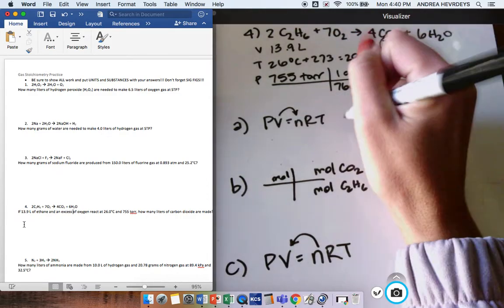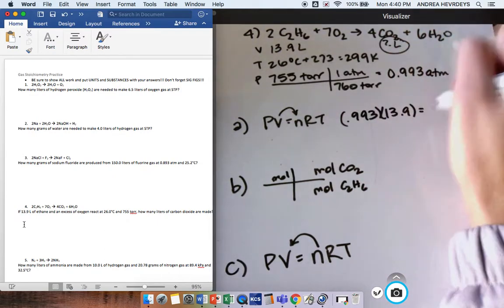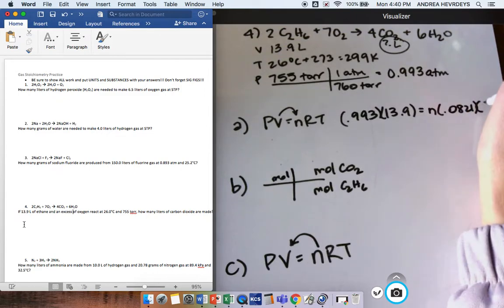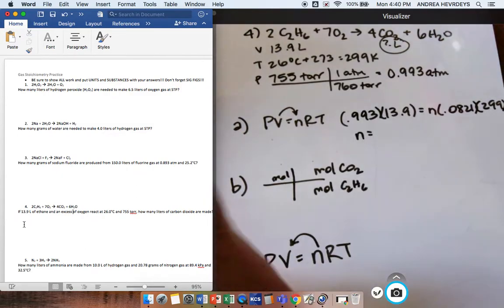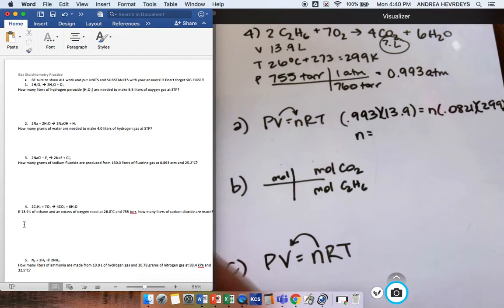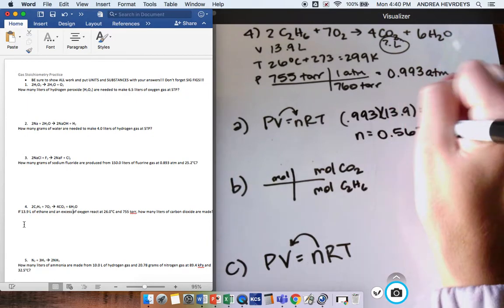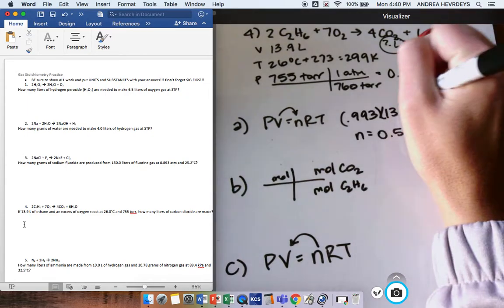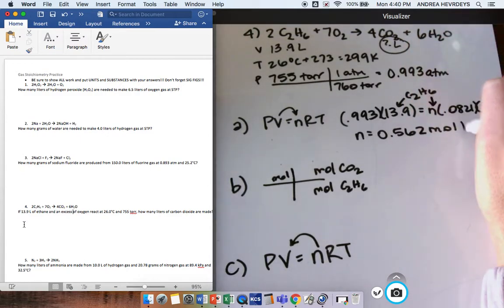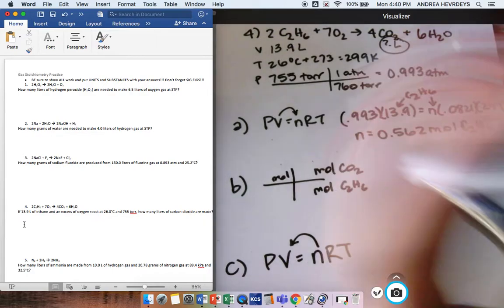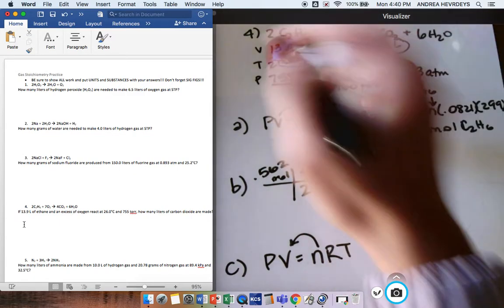So to start off, we're going to use PV equals nRT. Here, my moles is 0.562. And again, this is a volume of C2H6. So that's also the moles I'm solving for, C2H6. So 0.562. They are in a 2 to 4 mole ratio according to my balanced equation.